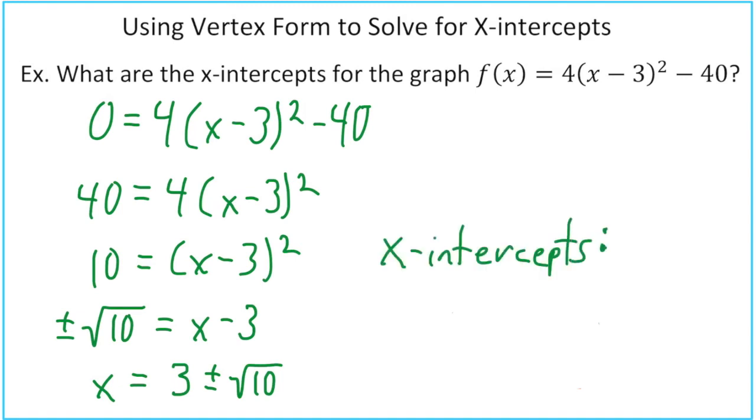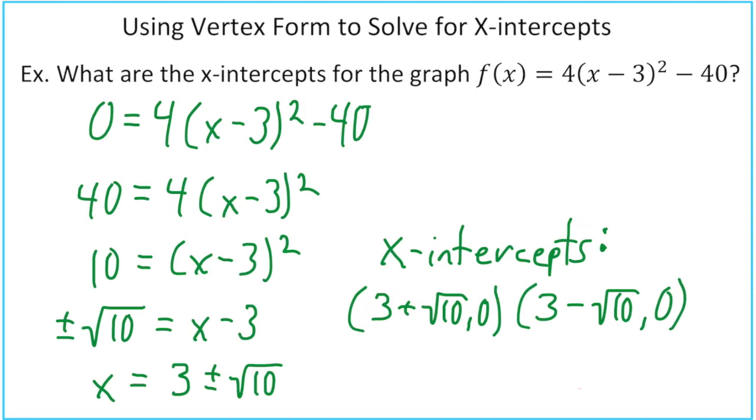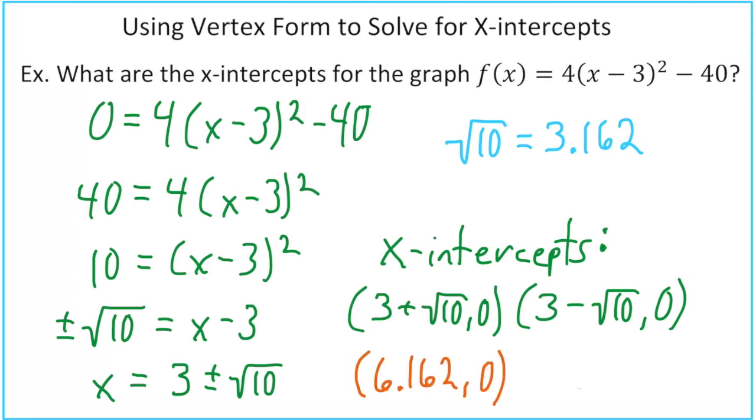If I want to write what my x-intercepts are, they're going to look kind of weird, but the exact answer would be 3 plus radical 10, 0, and 3 minus radical 10, 0. Now, if this is a word problem, you would not want to give your answer in that exact form. It turns out that radical 10 as a decimal is 3.162. So if I convert this to a decimal answer, I end up getting 6.162, 0, and negative 0.162, 0. This would be the common answer that you would give for like a word problem.